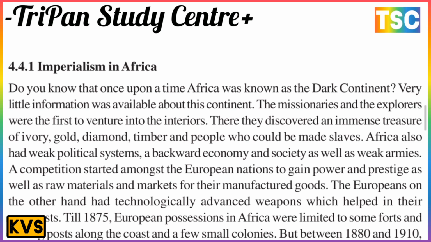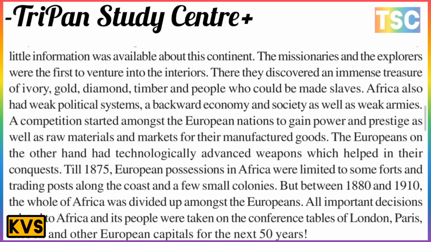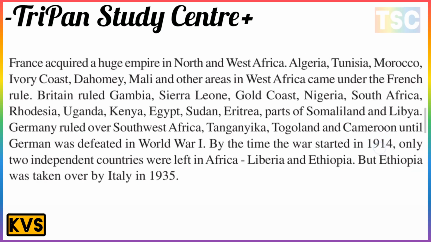Till 1875, European possessions in Africa were limited to some forts and trading posts along the coast and a few small colonies. But between 1880 and 1910, the whole of Africa was divided up among the Europeans. All the important decisions related to Africa and its people were taken on the conference tables of London, Paris, Lisbon and other European capitals for the next 50 years.